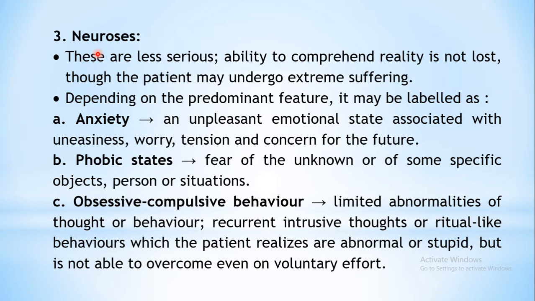Then the third type is the neurosis. These are a little less serious kind of things. In the first two we have seen that quite a lot of behavioral changes are taking place, but here these are less serious. But sometimes yes, there may be extreme suffering to that person depending upon the situation. Now again, these neuroses also are of several types. The first one under neurosis is anxiety. Now what is this anxiety?